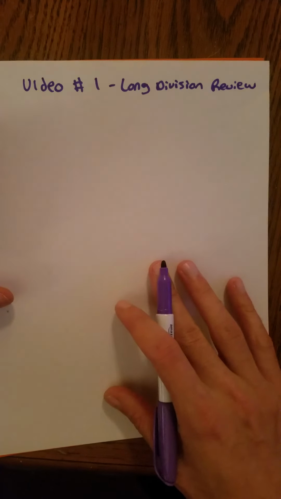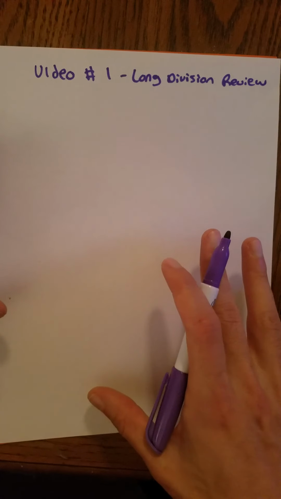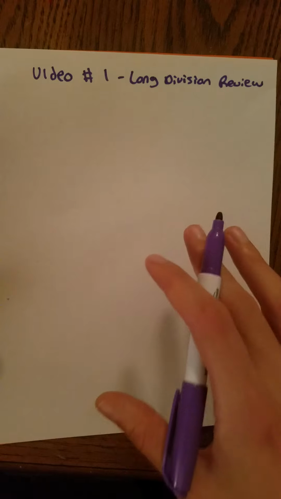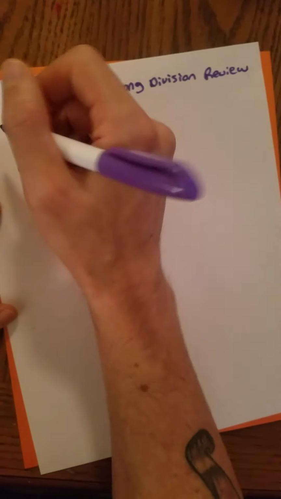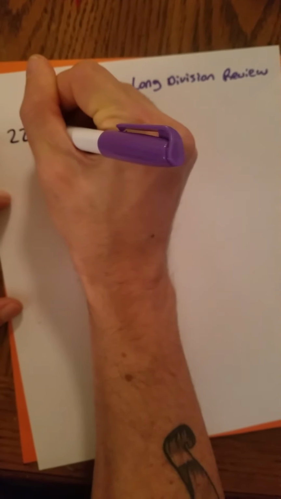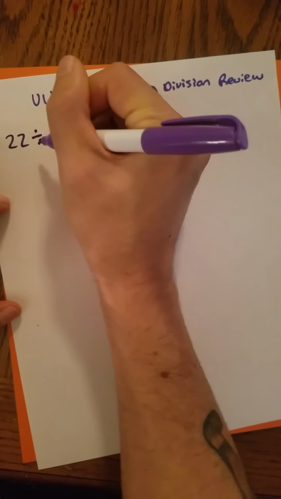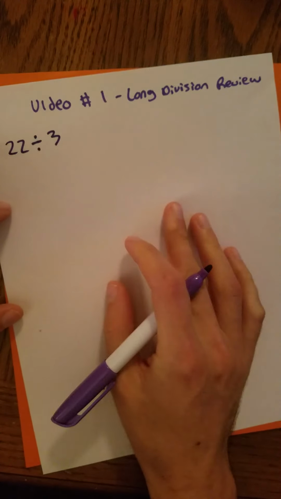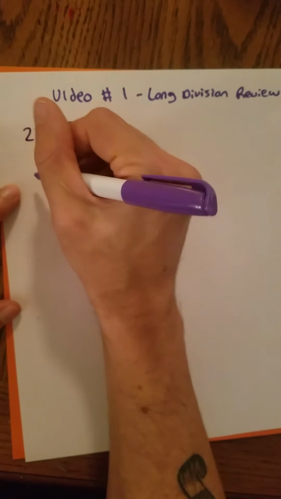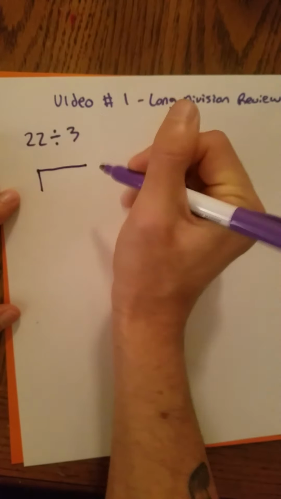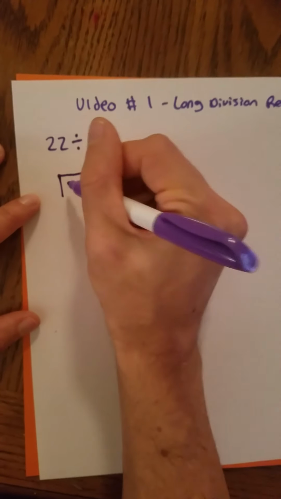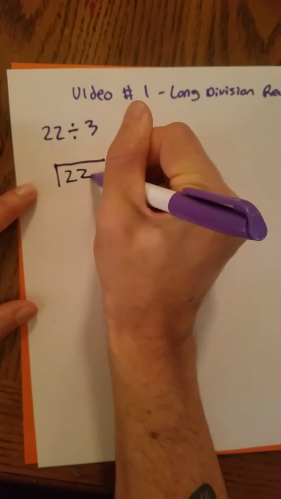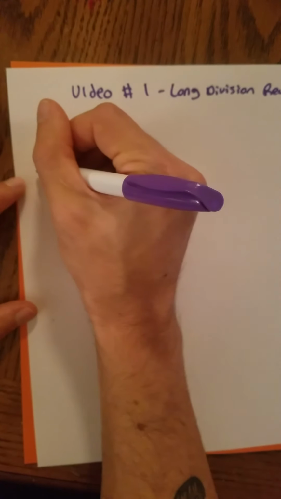For a long division review, I'm just going to review the same steps that we learned and practiced all of last week in 2 different long division problems. The first one is going to be 22 divided by 3. And the first thing we have to do is represent this division problem in long division. And we know that our dividend, the number being divided, goes inside the house, and the divisor goes outside the house.